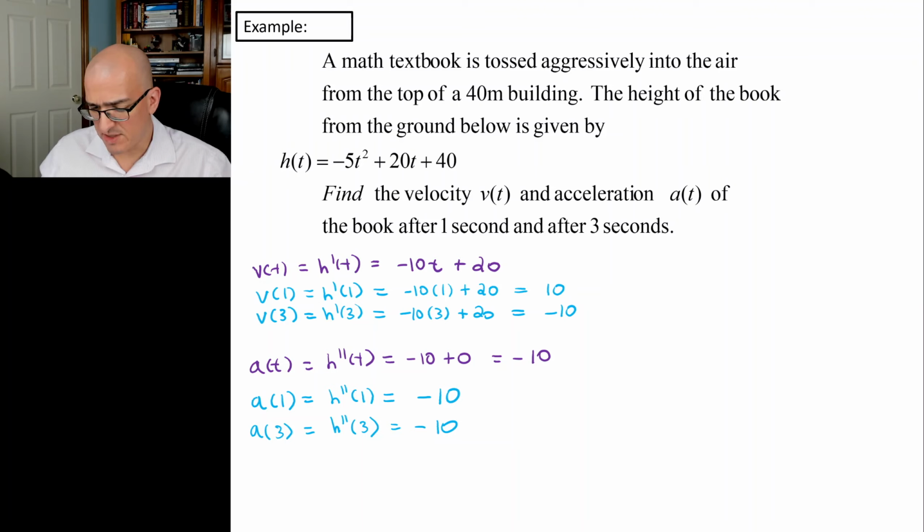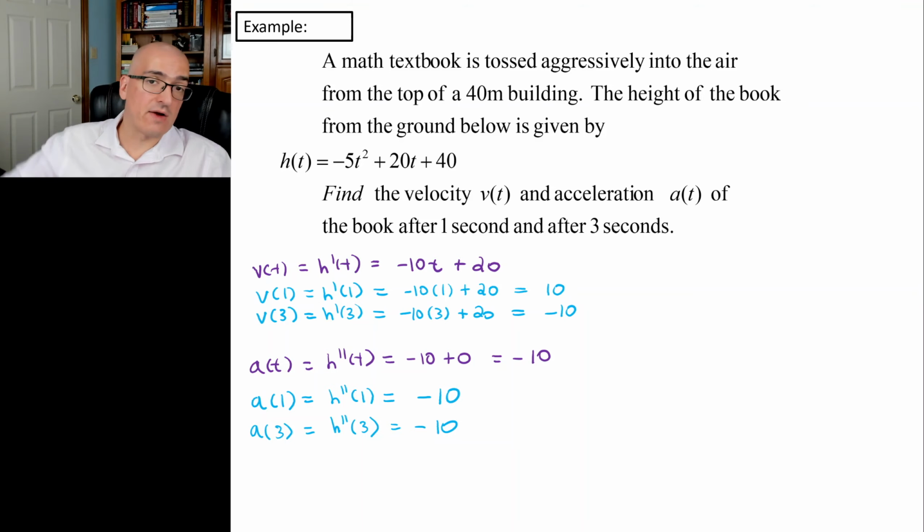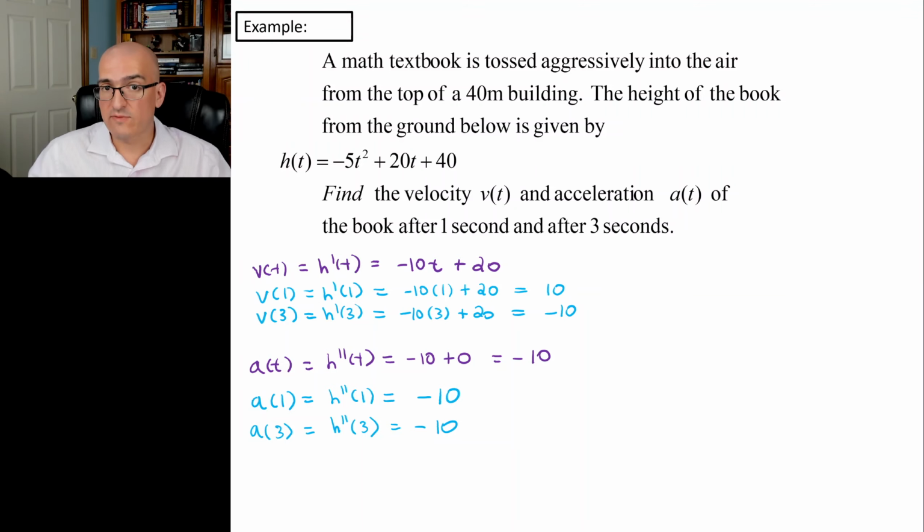And it's worth mentioning that after 1 second, the positive velocity of 10 means it's still going up, so gaining height 1 second after being thrown. At 3 seconds, the negative velocity means it's hit its peak and it's on its way down now. It's getting closer to the ground, not further away.